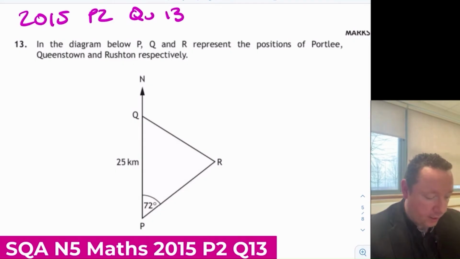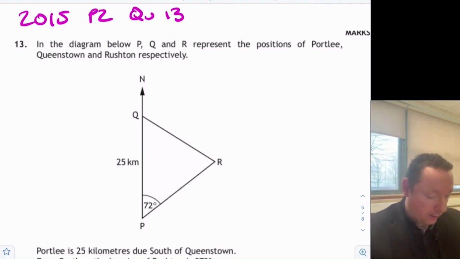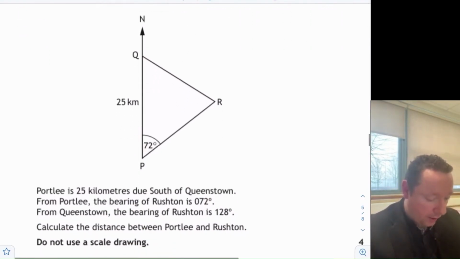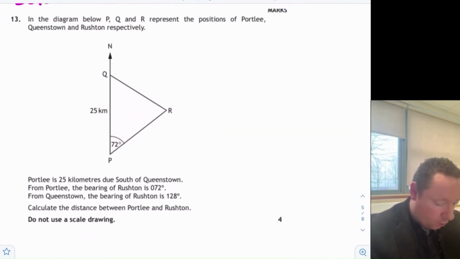2015 Paper 2 Question 13. In the diagram below, P, Q and R represent the positions of Portlee, Queenstown and Rushton. And it says Portlee is 25 kilometres due south of Queenstown, which we've drawn for us. It says that Portlee is on a bearing of 72 degrees from Rushtown. Well, there's a north line, so we've drawn the 72. And it says, from Queenstown, the bearing of Rushtown is 128 degrees. Calculate the distance between Portlee and Rushtown.